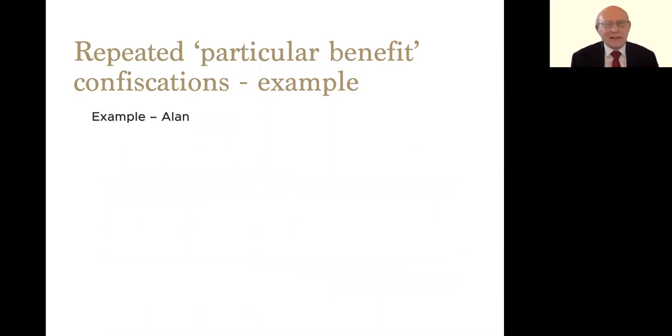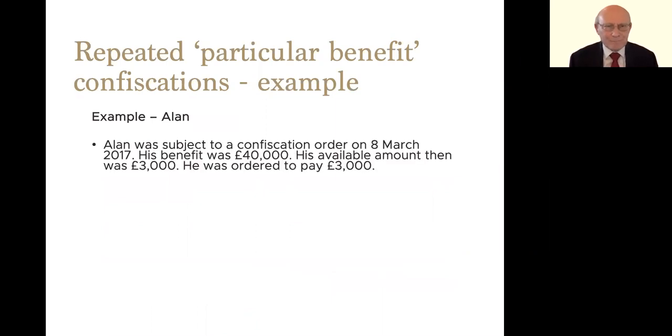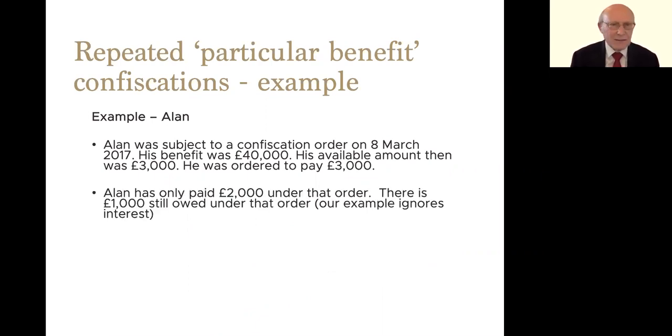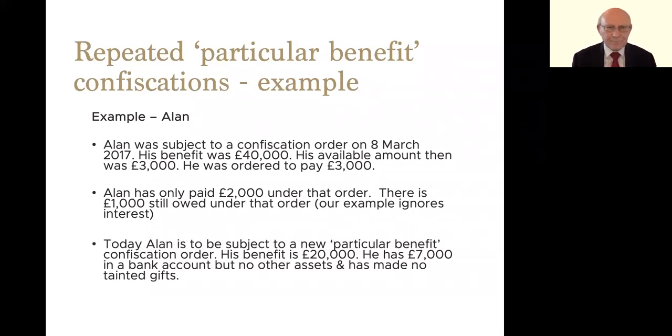Let's just take an example to round the point home. Alan is subject to confiscation order on the 8th of March 2017. His benefit is £40,000. His available amount was £3,000. He was ordered to pay £3,000. He's only paid £2,000. So there's still £1,000 owing under that order from 2017.